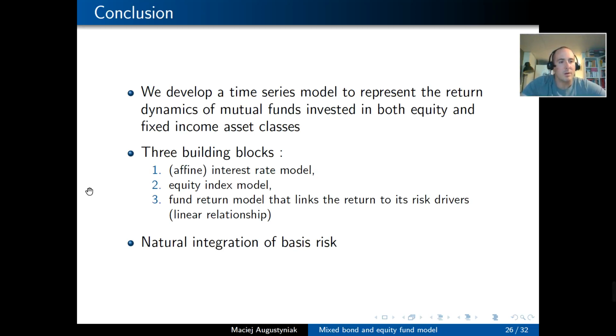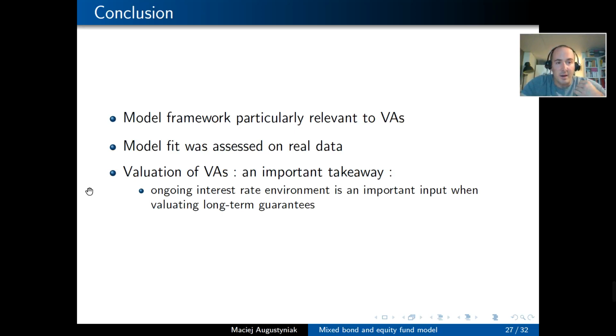And the third block was what linked the mutual fund dynamics to the dynamics of both interest rate and equity risk drivers, which was some form of EGARCH model, which relied also on a fund mapping relationship or regression, which regressed on returns of the equity indices and shocks on term structure factors. Because of the presence of the residual term in the third building block, this model naturally allowed for the integration of basis risk in the model. Our model was very important in the context of the valuation of variable annuities because for valuation of such products, it's very important to understand the interplay between the mutual fund returns and the term structure dynamics.